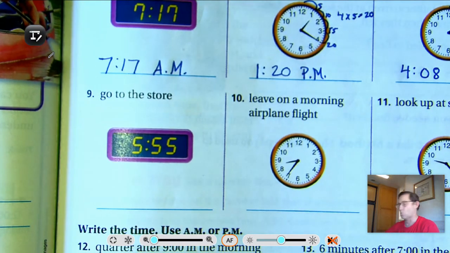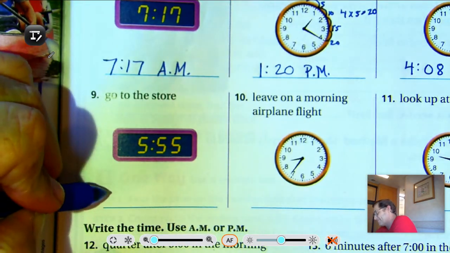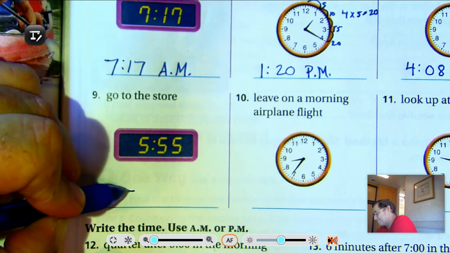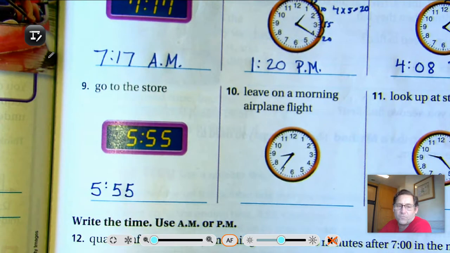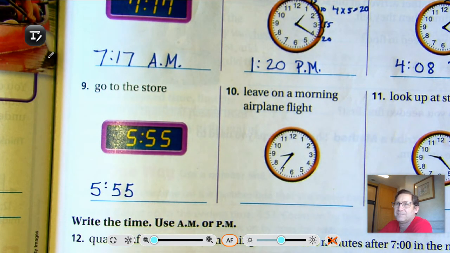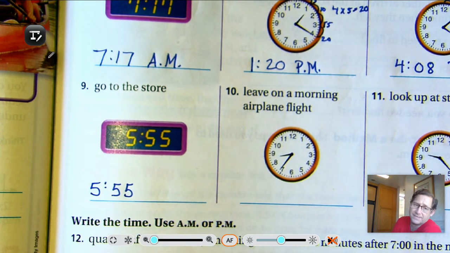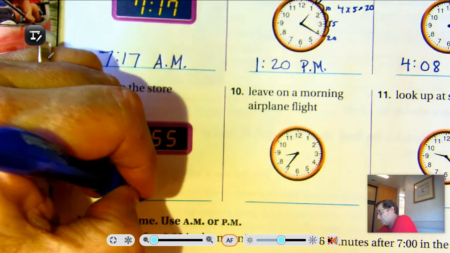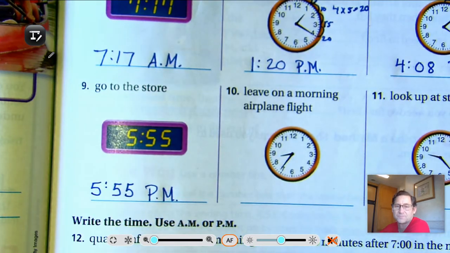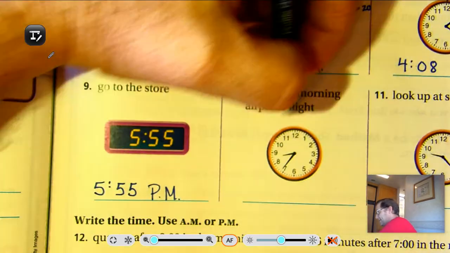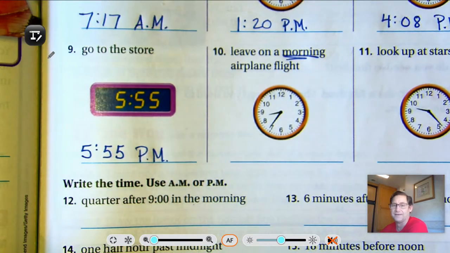All right, go to the store. You could make an argument for the AM on that one, but most people wouldn't get up that early to go grocery shopping or to go buy something from the store. A lot of stores aren't open at 5:55 in the morning. So I think it's more reasonable to say 5:55 p.m., afternoon. Leave on a morning airplane flight.